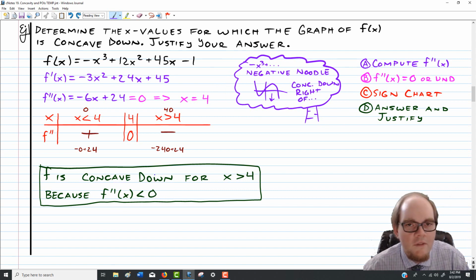But again, just keep in mind that if you want to work through a sign chart, sometimes it'll be necessary because the problems are pretty hard to work with. But if you want to, go for it. I highly recommend it. It's a good organizational strategy in general anyhow.